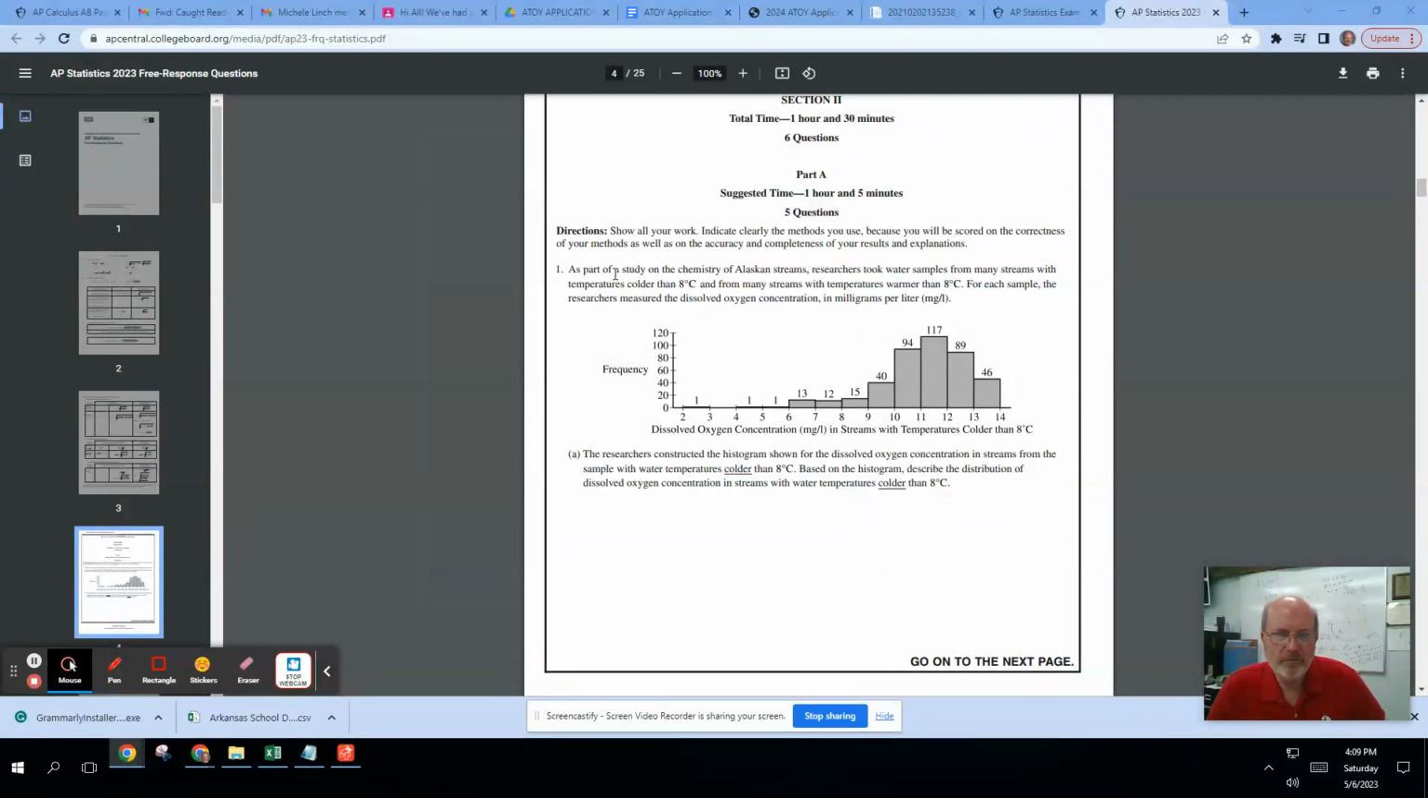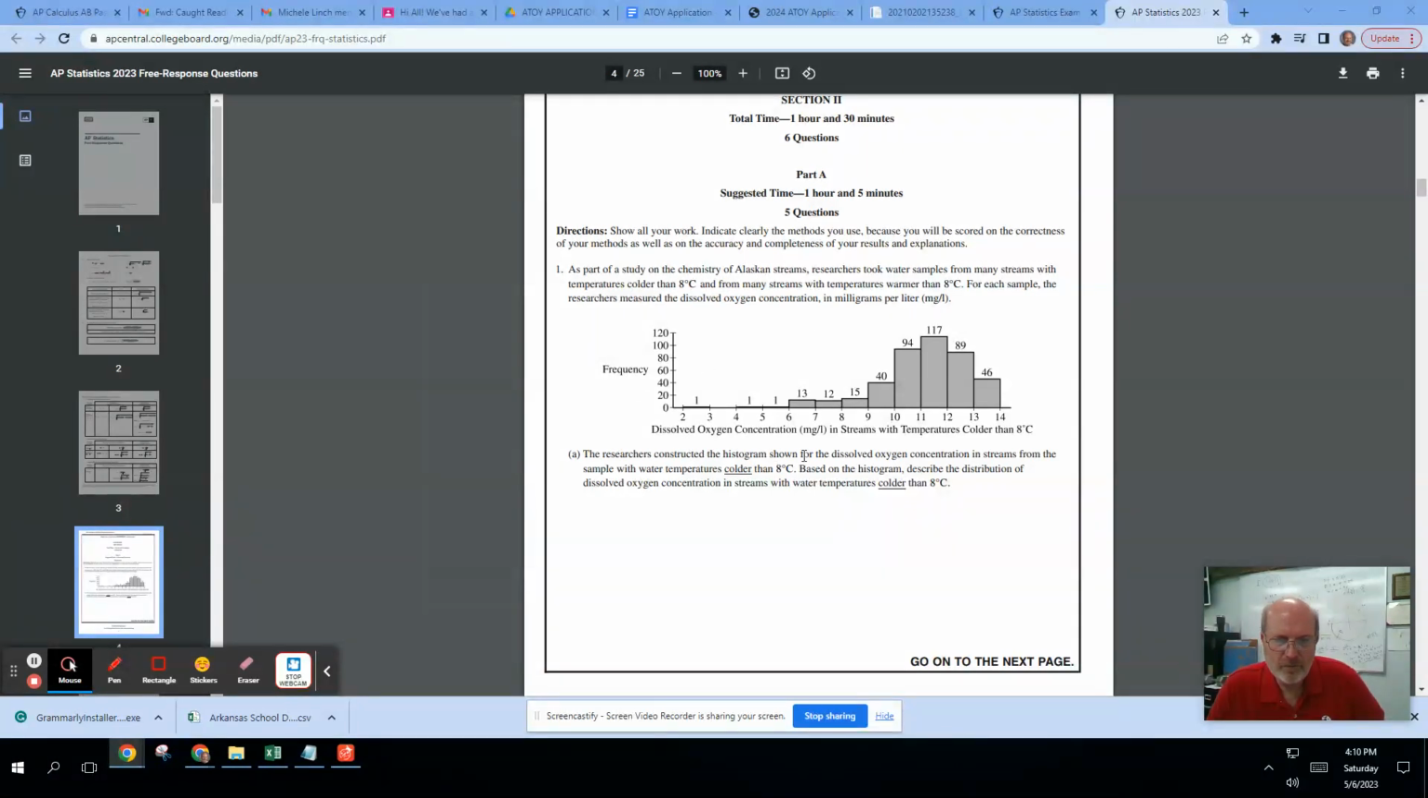Question number 1, part of a study on the chemistry of Alaskan streams. Researchers took water samples from many streams with temperatures colder than 8 degrees Celsius and from many streams with temperatures warmer than 8 degrees Celsius. For each sample, the researchers measured the dissolved oxygen concentration in milligrams per liter.